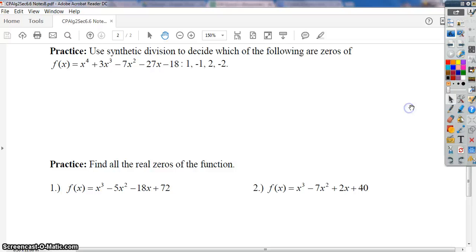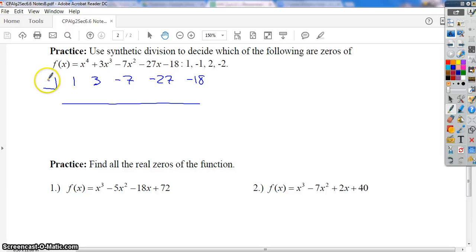Now, in the first practice here, they don't make you list them this time. They just want you to actually test those possible roots. The roots they're giving you to test are 1, -1, 2, and -2. I'm going to write out synthetic division. What I'm going to notice here is there's a lot of negatives on the end, so it might be difficult to switch it over into a negative. Well, let's just start with a positive 2, for example. 1 times 2 is 2, you get 5, 10, 3, 6, -21, -42.